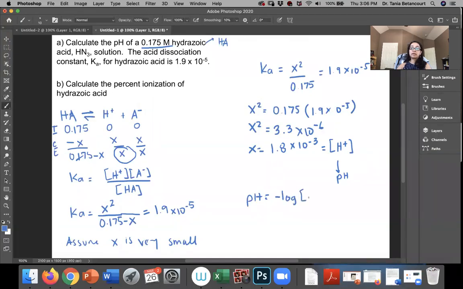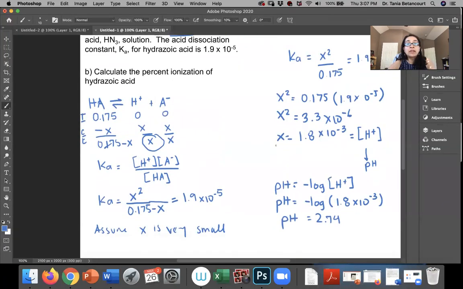And so that's what we're gonna do. Sorry, my writing is way delayed. All right, so finally, pH is equal to the negative log of the hydrogen ion concentration, which is 1.8 times 10 to the negative 3. And that gives me a pH of 2.74. Awesome. So we are done with part A.